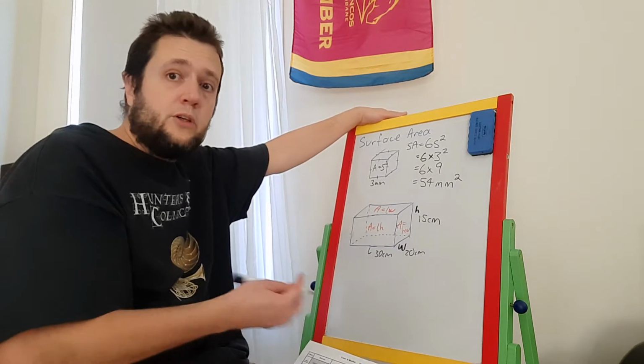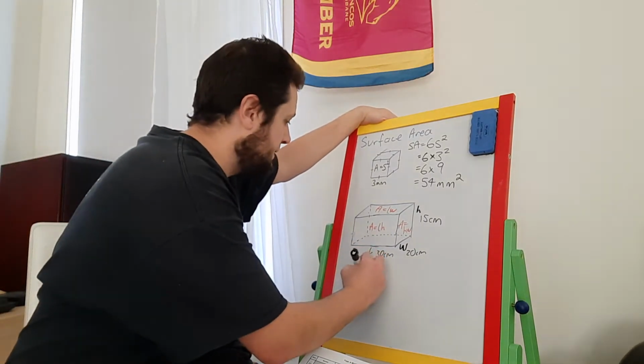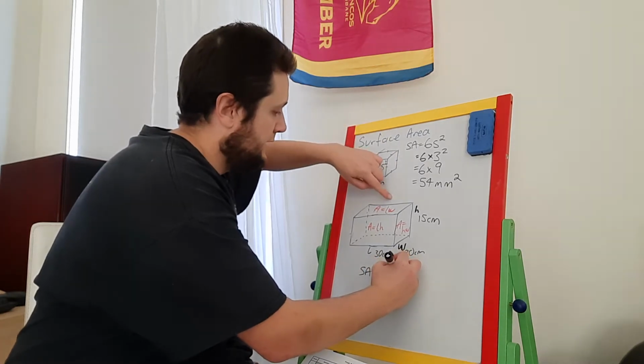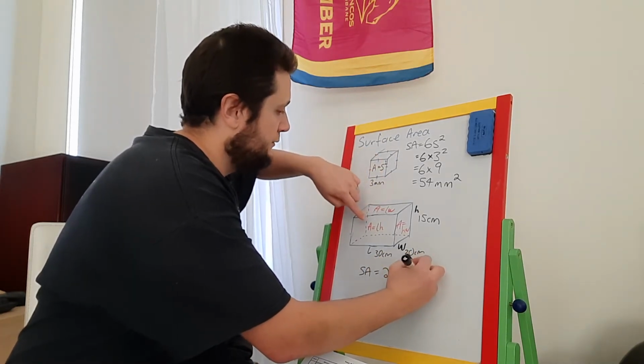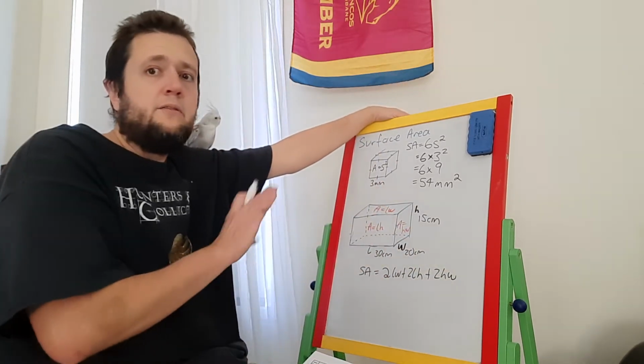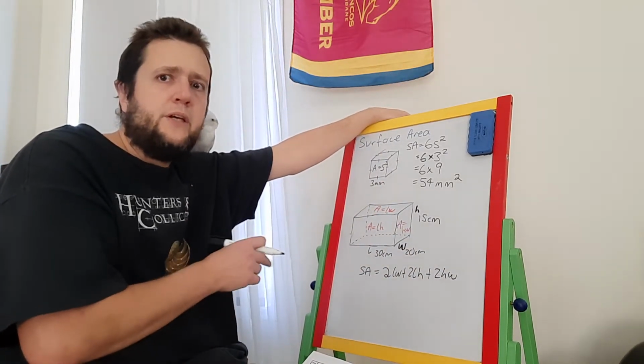So all in all, you can write the surface area for this thing as being 2 lots of each of them. 2 lots of length times width, 2 lots of length times height and 2 lots of height times width. That'll give you the total surface area of that object.